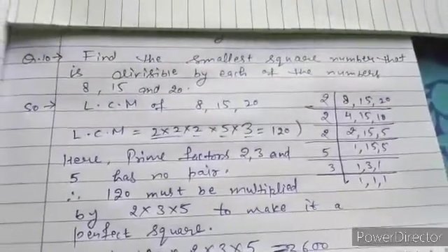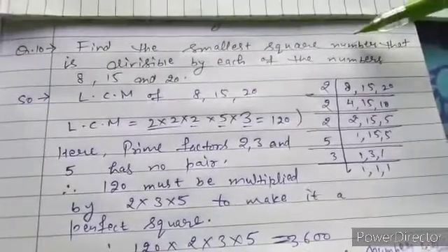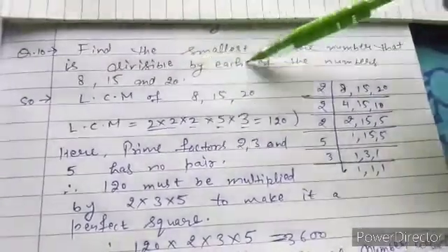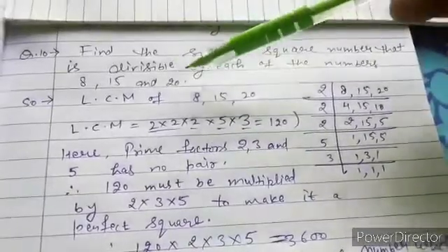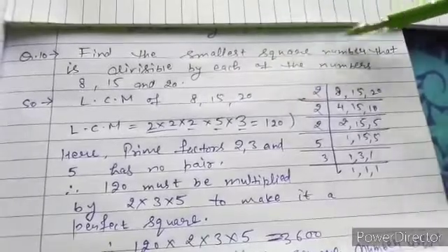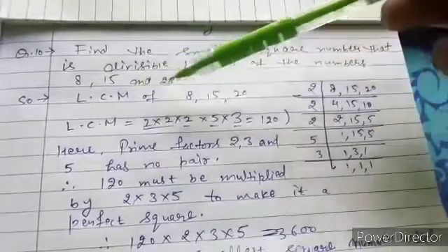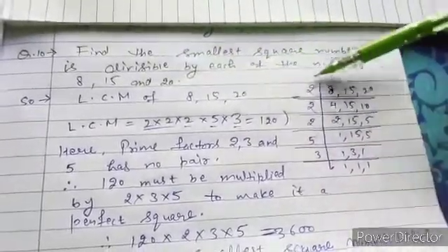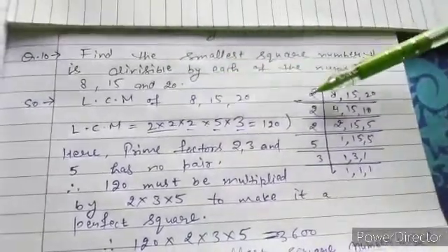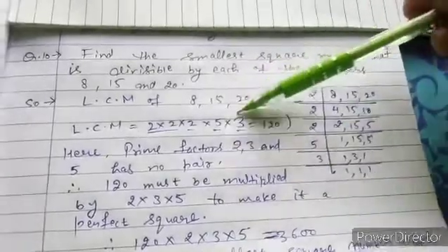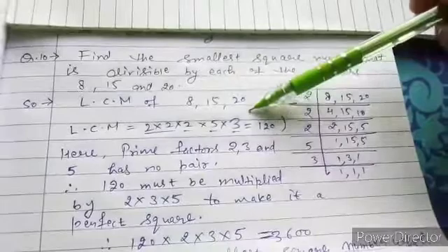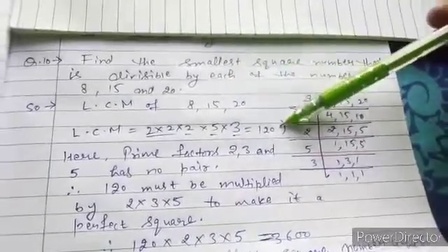NCERT Maths, exercise 6.3, question number 10. Find the smallest square number that is divisible by each of the numbers 8, 15 and 20. So here we need to find out the smallest square number. So firstly we will find out the LCM of 8, 15, 20. Here the LCM is taken out. Now you can see, the LCM will be the multiplication of these prime factors. It will be 120.